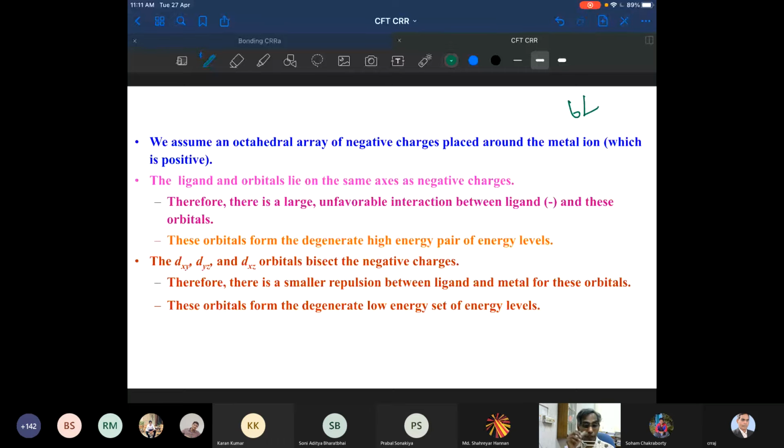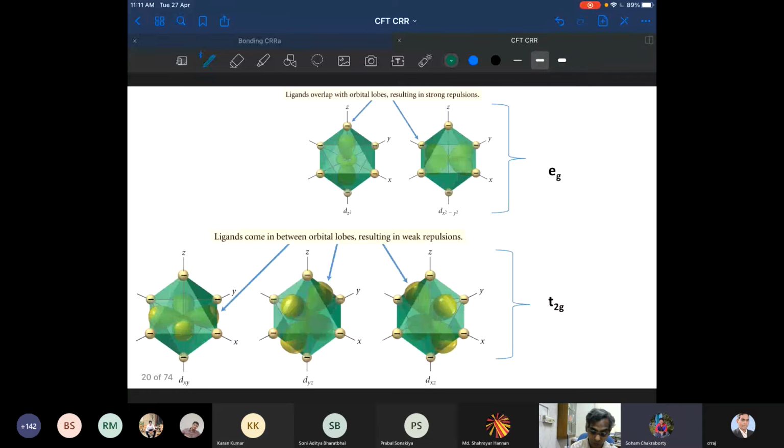Now I am bringing the ligands along the faces of the cube. Can you tell me which orbitals will have a direct interaction with the incoming ligands? So the orbitals on the axis. Orbitals that are on the axis. Right? Now look here. What I did is I classified them, as I showed earlier.